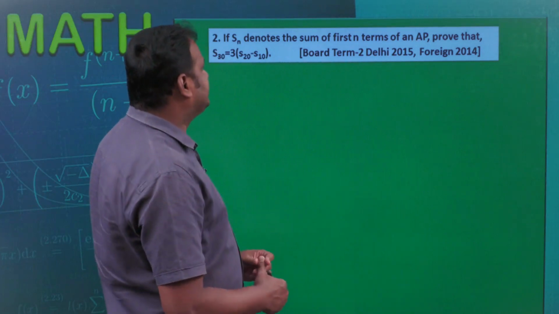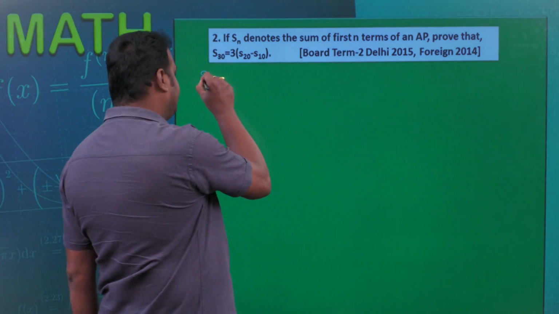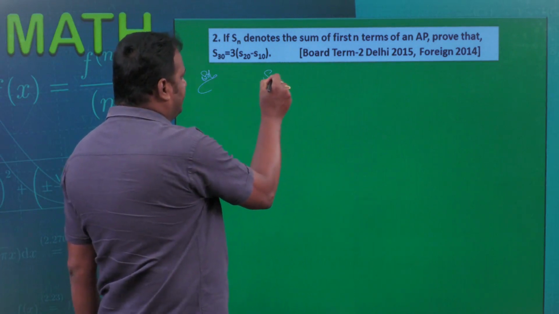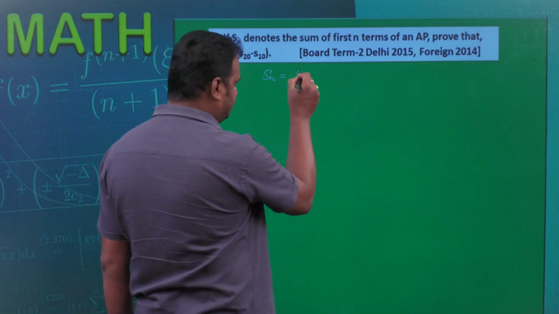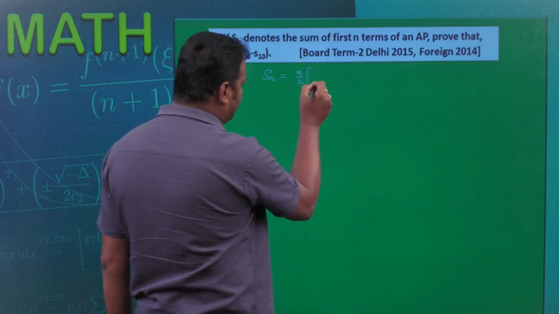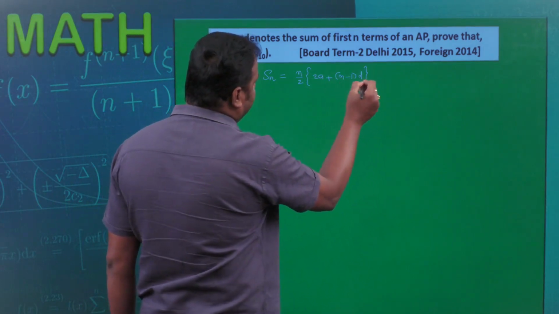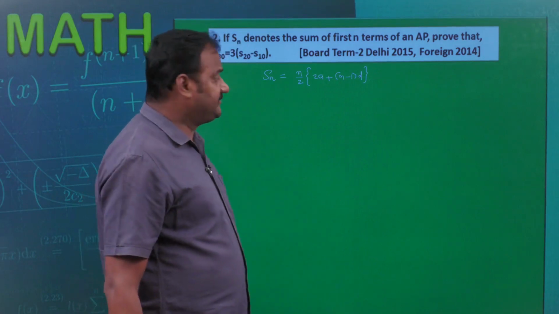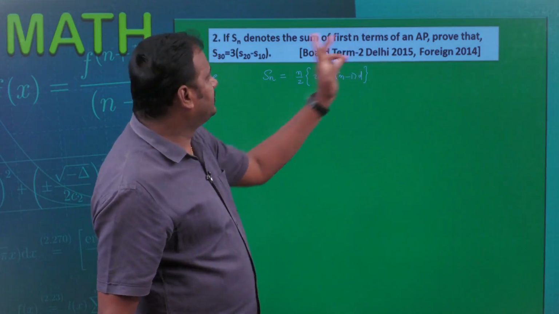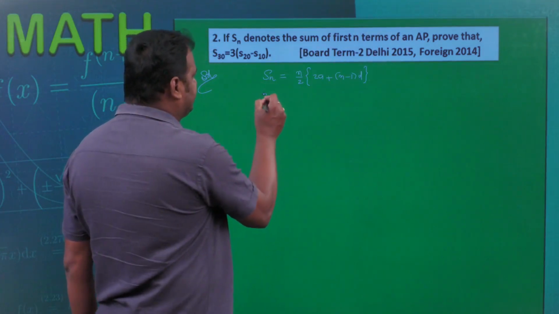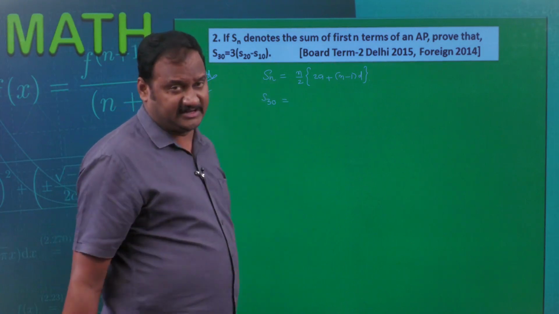Here the next problem is: Sn denotes the sum of first n terms of an arithmetic progression. Here Sn would be the sum of first n terms of an arithmetic progression. What is basically the formula for the sum of first n terms? n by 2 into (2a plus (n minus 1) times d). This is the sum to n terms of an arithmetic progression. Prove that S30. What do you mean by this S30 here? S30 means, according to the problem, the sum of first 30 terms of an arithmetic progression.